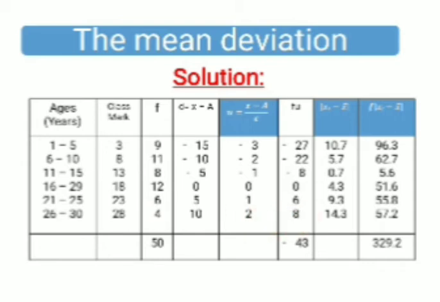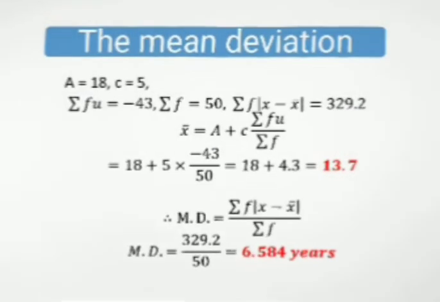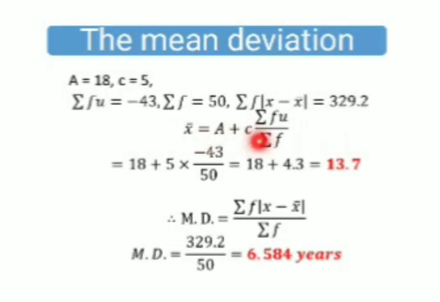Now we'll go and use that minus 43 and then 50 to calculate the mean. So to calculate the mean: assumed mean plus c, summation of fu over summation of f. So the assumed mean is what? 18. 18 plus 5 multiplied by minus 43 over 50. So we have 18, then 5 divided by 50, that's 10. Okay, 1 over 10. So we have minus 43 divided by 10, that is minus 4.3. So 18 minus 4.3 is equal to 13.7. So here is supposed to be minus.